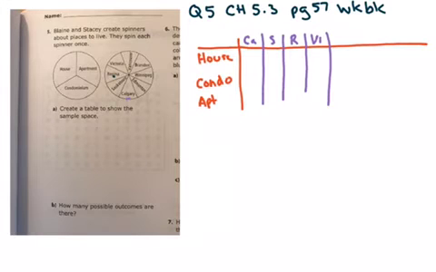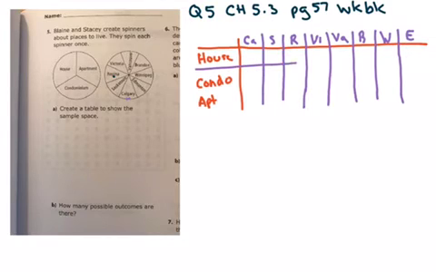I'll do VA for Vancouver, B for Brandon, Manitoba, W for Winnipeg, and E for Edmonton. All right, so that's what the empty table is going to look like. Okay, so you can pause the video here to fill it in.